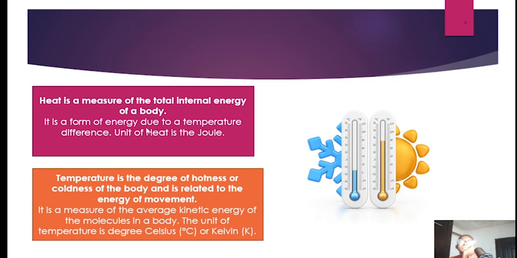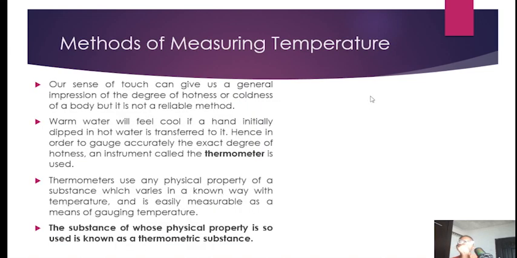There's a difference between heat and temperature. What is temperature? Temperature is a degree of hotness or coldness of the body, and it's related to the energy of movement. Temperature is measured in degrees Celsius or Kelvin. So this is the difference between heat and temperature. Methods of measuring temperature.